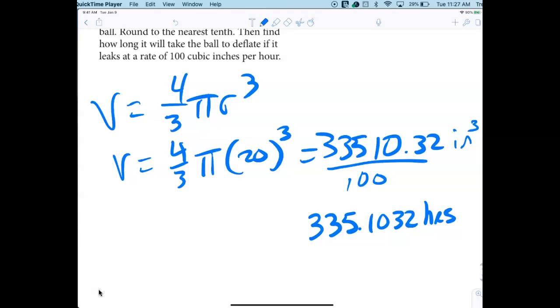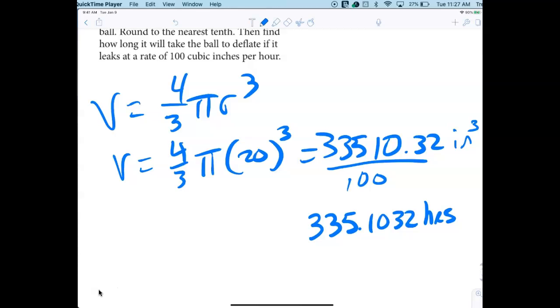335.1. How did I know that? Divided by 100, what do you do to the decimal? Move it over 2 places to the left. Is everybody with me on that?